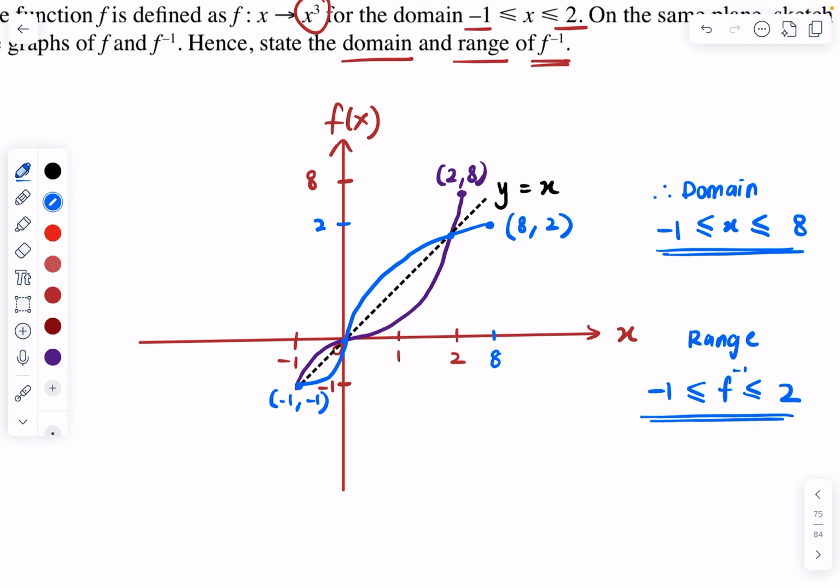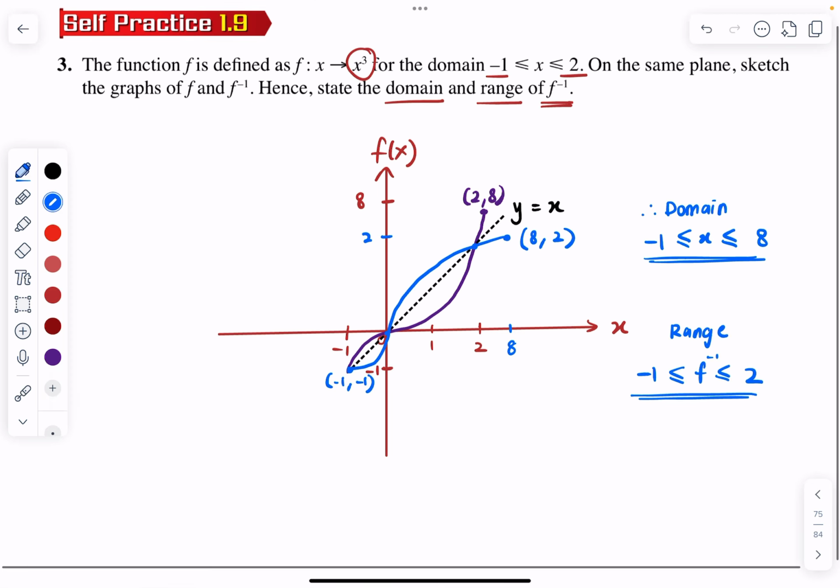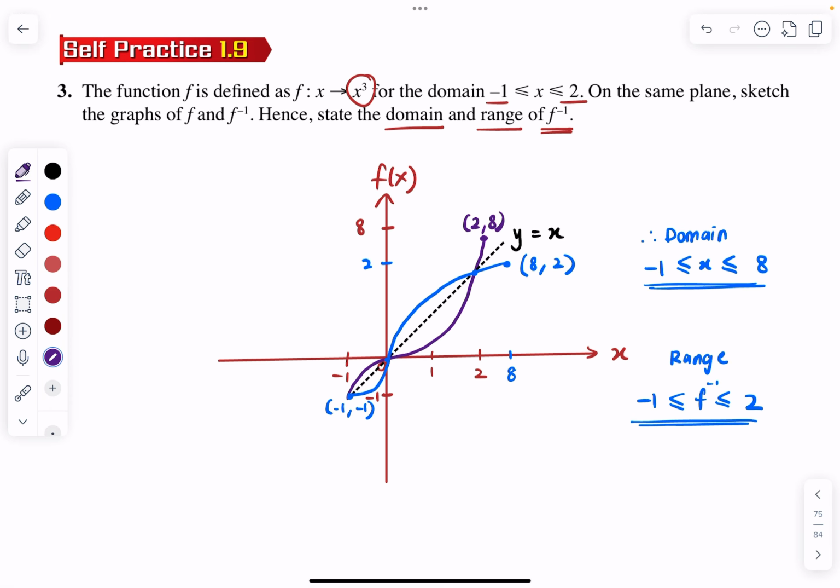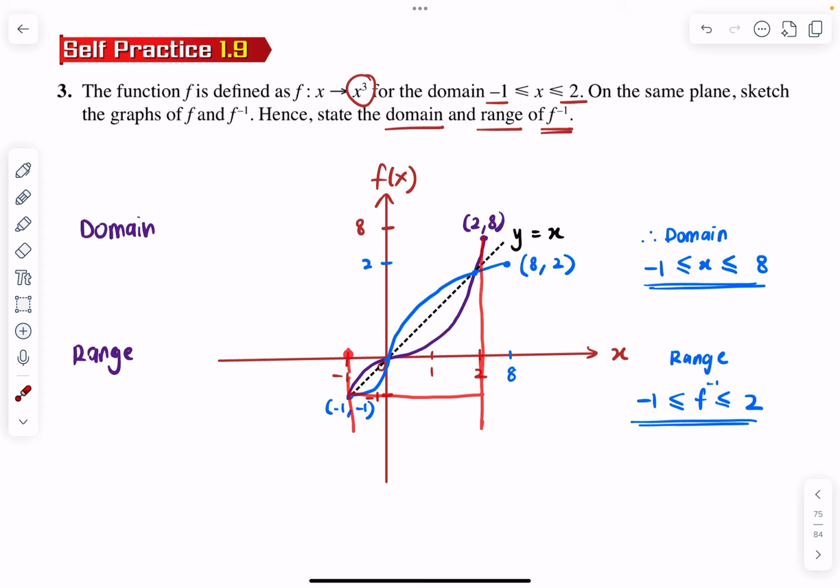Okay, fun fact. Let's look at the domain and range for the f graph, then we'll see the fun fact. Okay, so for the f graph, the normal function f x, the domain was between -1 and 2. Okay, this one they already gave, the purple color one. So the domain was -1 to 2, and the range of this graph was between -1 to 8. This was the range.